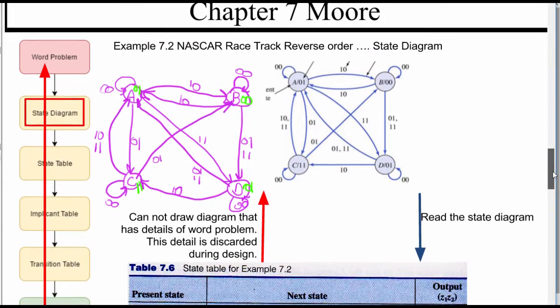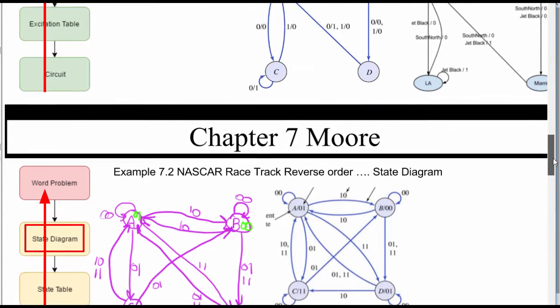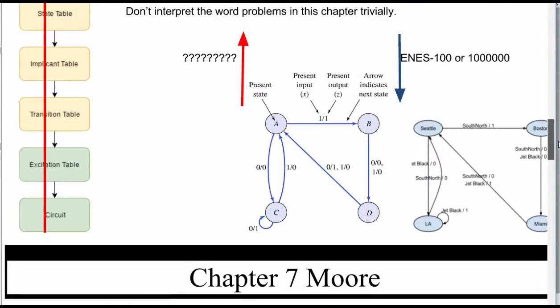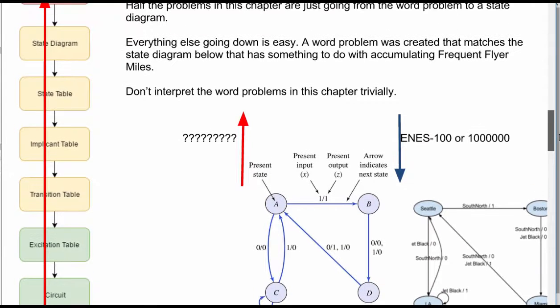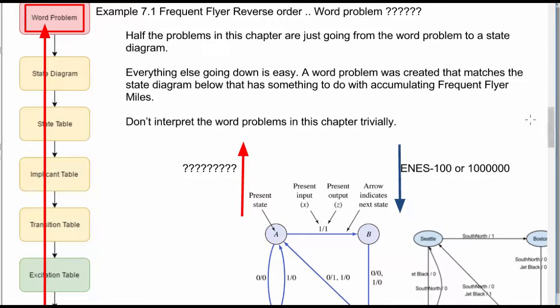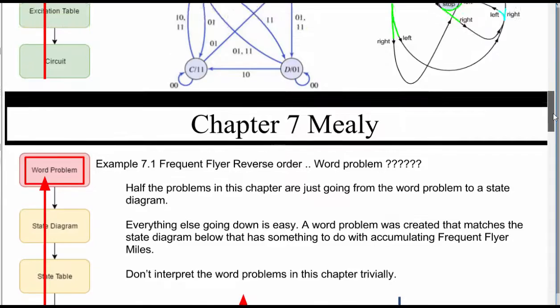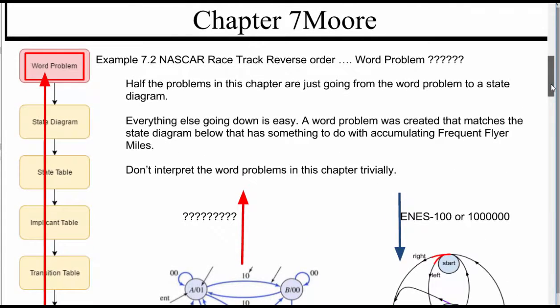All right, let's wrap this up by looking at the word problem. And there's just no way to do this. And this is the toughest part of engineering, going down. Going up, there's just no way for us to recreate the word problem. This is a simplified version of the real state table. So we can't do this for the Mealy or for the Moore.